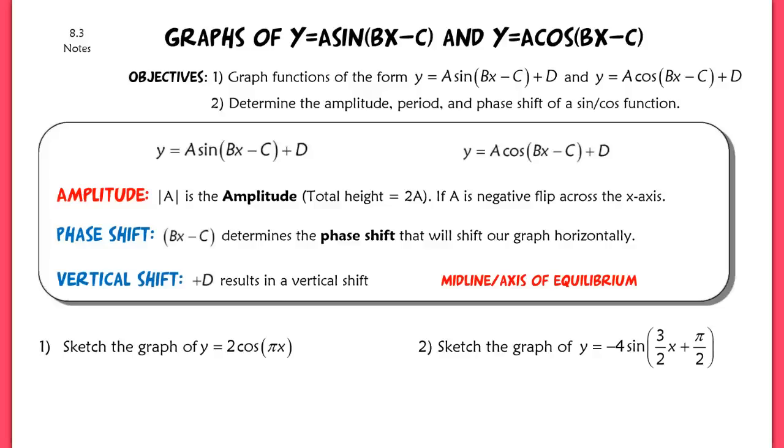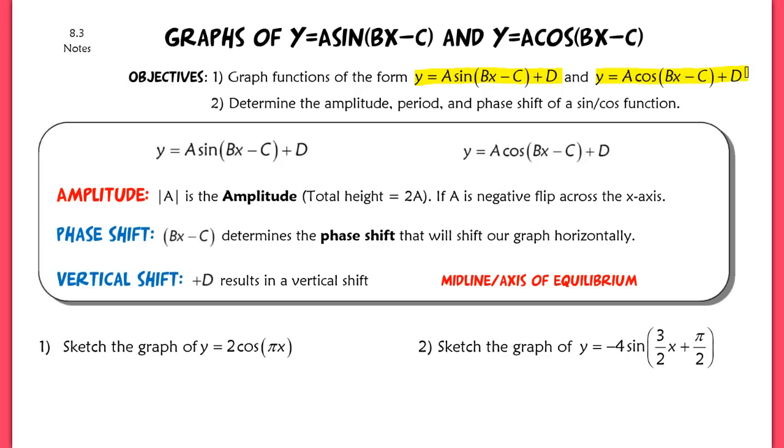This lesson is for section 8.3. We're going to be graphing transformations of our sine and cosine graphs. So our objective for today is to actually graph functions of the form y equals a times sine of bx minus c plus d and y equals a times cosine of bx minus c plus d.